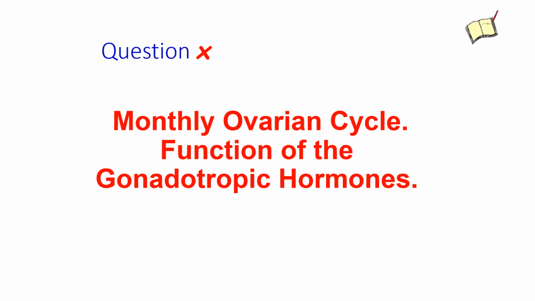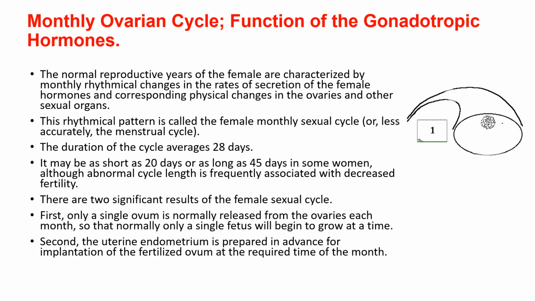Monthly ovarian cycle. Function of the gonadotropic hormones. The normal reproductive years of the female are characterized by monthly rhythmical changes in the rates of secretion of the female hormones and corresponding physical changes in the ovaries and other sexual organs. This rhythmical pattern is called the female monthly sexual cycle, or, less accurately, the menstrual cycle. The duration of the cycle averages 28 days. It may be as short as 20 days or as long as 45 days in some women, although abnormal cycle length is frequently associated with decreased fertility.